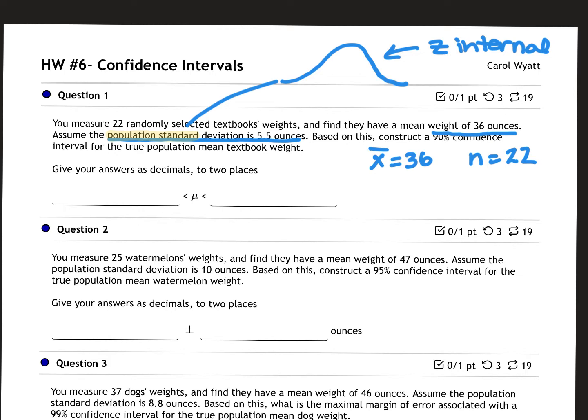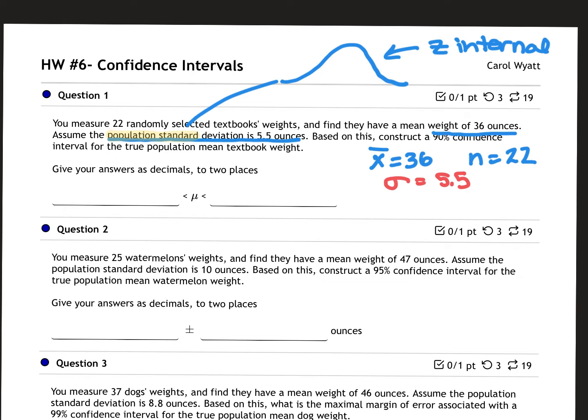If you don't know the population standard deviation, then you're going to use what we call a t-interval, which uses a different distribution that is also bell-shaped but has slightly heavier tails. So we're going to use a z-interval because we have the population standard deviation, and we know that that standard deviation is 5.5. I'm going to build this first confidence interval by hand for you.